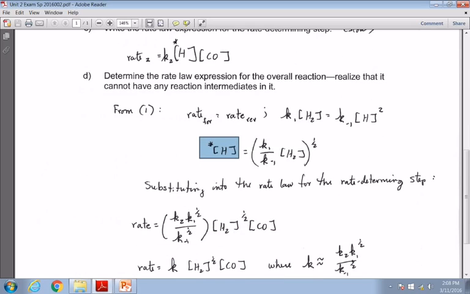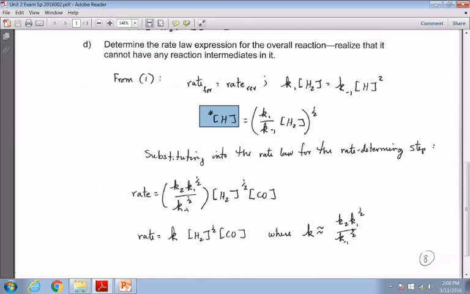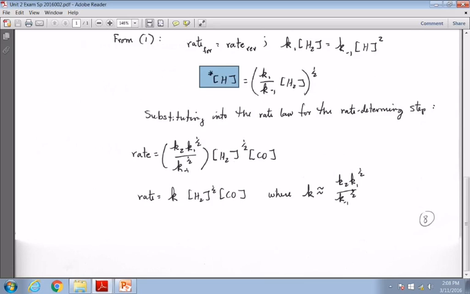So if we substitute that quantity in for this up here that we got in C, then we end up with rate is equal to K times the molar concentration of H2 raised to the 1/2 power times the molar concentration of CO. Where actually that K has this sort of information going on in the background with regard to the first and second elementary steps.